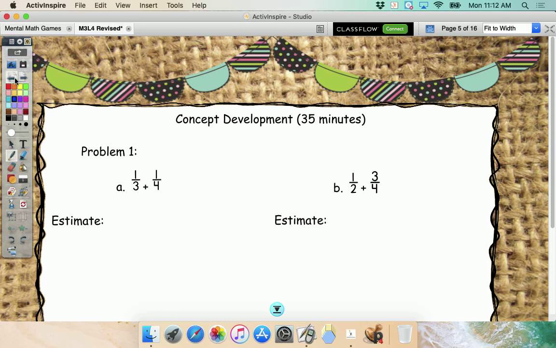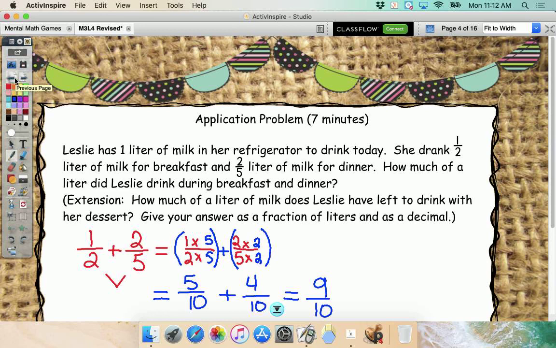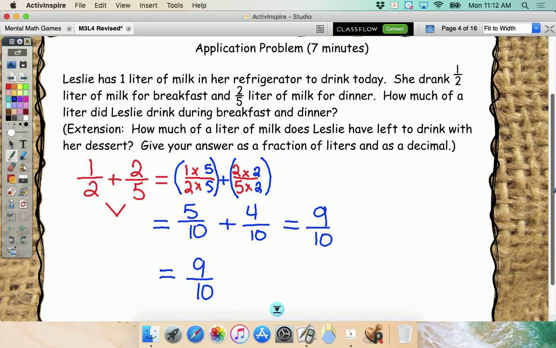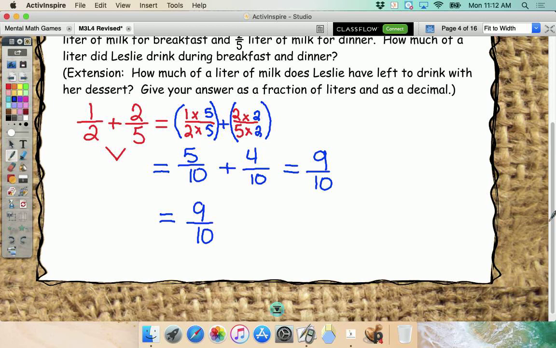Oh, we're not done with the problem. We have to do the extension. Yay. So how much of a liter of milk does she have left to drink? 1/10. How would I write that as a decimal? 0.1. So that was the answer to the extension. 9/10 is what she drank.